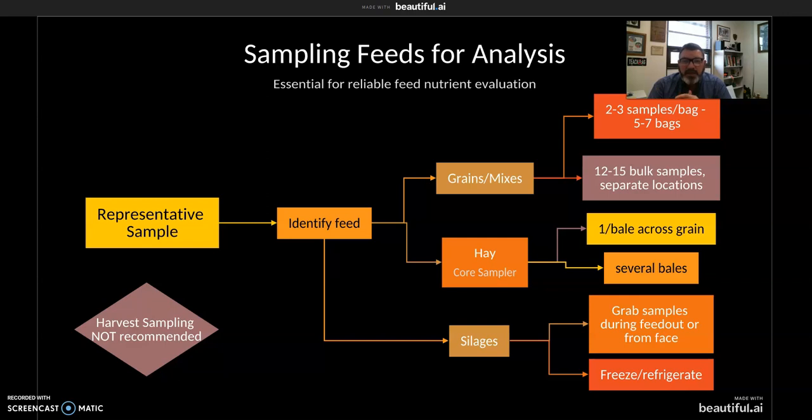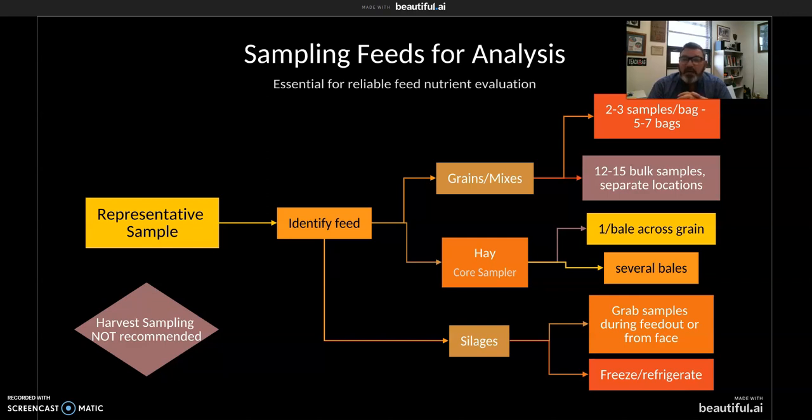And you want to take several bales. You don't need all of them in a pile, but a good representative pile. You don't want to skew it by just doing 1 bale or 1 bale on either end. So you want to try and get a good representative sample of the number of bales that you would like to select from. Again, dump that in a Ziploc baggie, and then send it off to the laboratory.